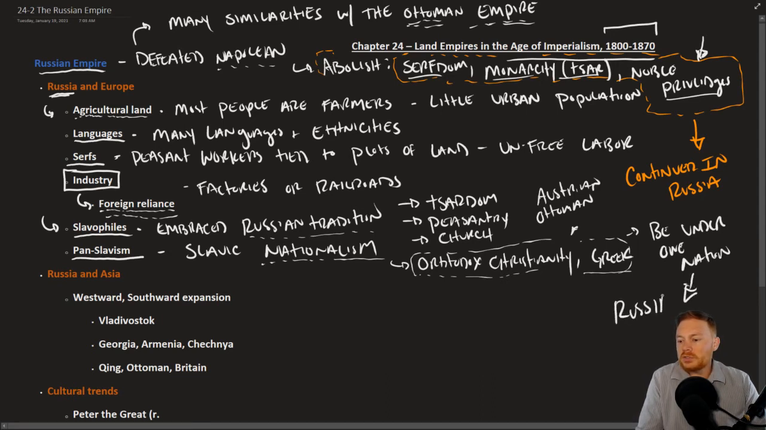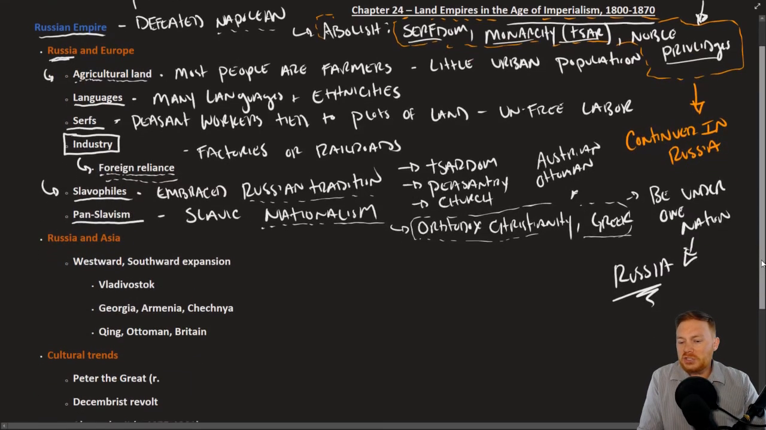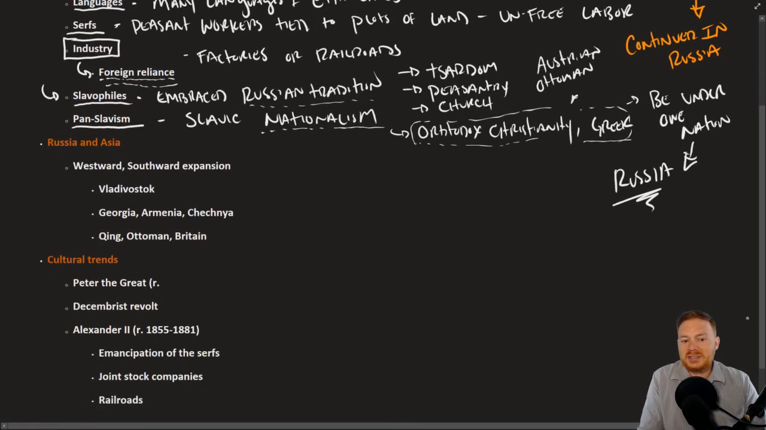So in other words, all Slavic people should belong to the Russian Empire, which again sort of fit pretty well with this idea of embracing Russian tradition, because for the most part, Russians were primarily Orthodox as well, and also used the Greek alphabet. So a lot of cultural connection going on there. The Russian state continued to expand westward and southward, and that was simply because their neighbors to the west and south were a lot less powerful.